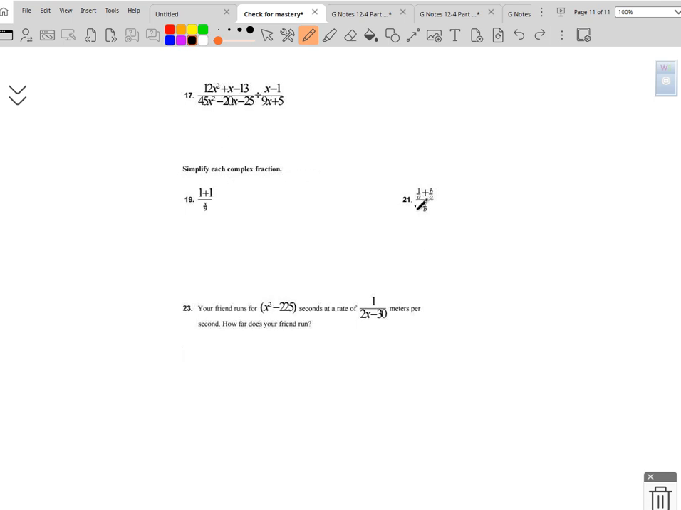19 and 21 and 23. If you're planning on doing the homework at all, you may want to tune in with us because these are the more challenging ones. So 19, 21, 23. 21 and 23 are tricky. We're going to do 23 together, the word problem.